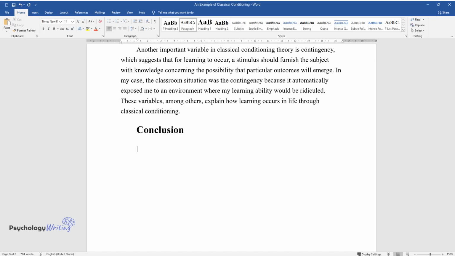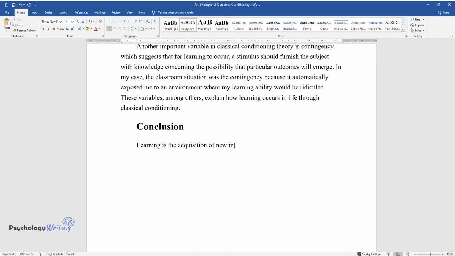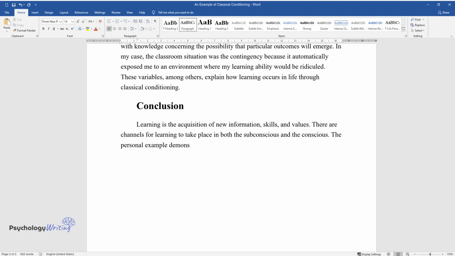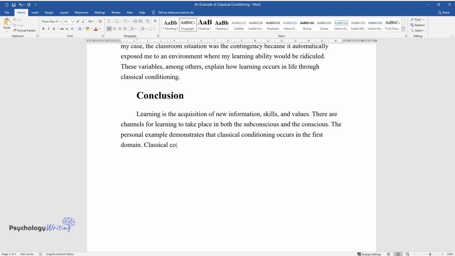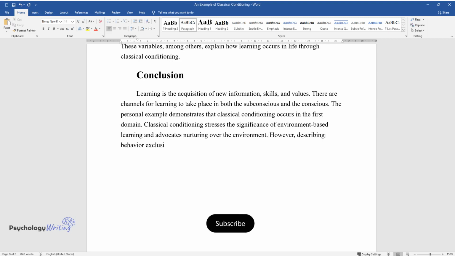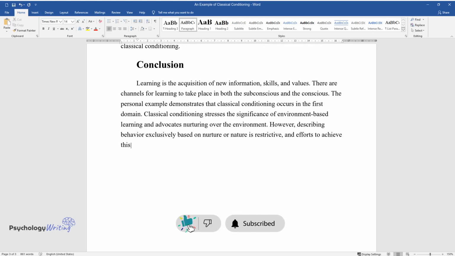Conclusion. Learning is the acquisition of new information, skills, and values. There are channels for learning to take place in both the subconscious and the conscious. The personal example demonstrates that classical conditioning occurs in the first domain. Classical conditioning stresses the significance of environment-based learning and advocates nurturing over the environment. However, describing behavior exclusively based on nurture or nature is restrictive, and efforts to achieve this goal understate the diversity of human behavior.